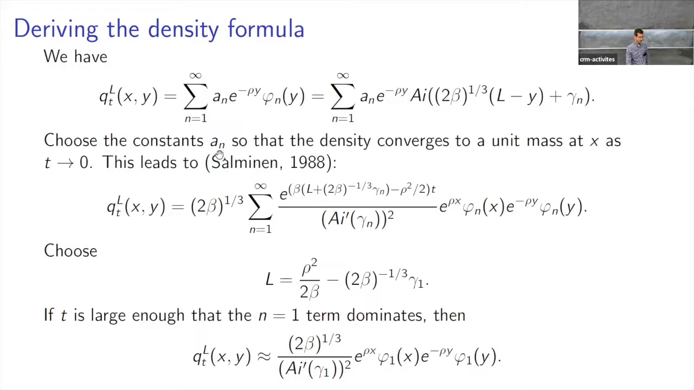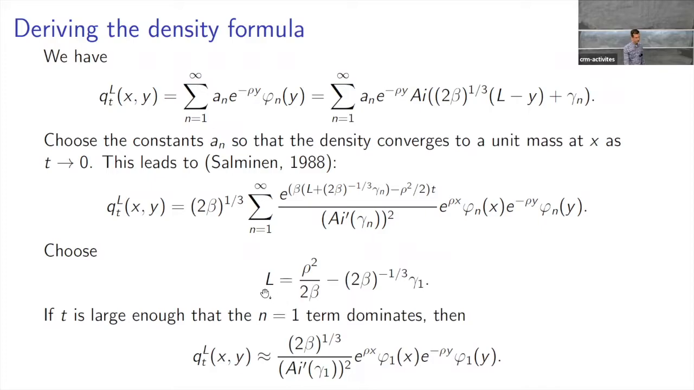Now, we still need to choose these constants a sub n in such a way that the density will converge to the unit mass at x, that is the location of the initial particle, as t goes to 0. And one can do this in basically the same way that we did for branching Brownian motion in a strip. And that leads to this formula here for Q_t^L of x,y. And this formula previously appeared in this paper of Salminen. So basically, we can write the density Q_t^L of x,y as an eigenfunction expansion involving these Airy functions.